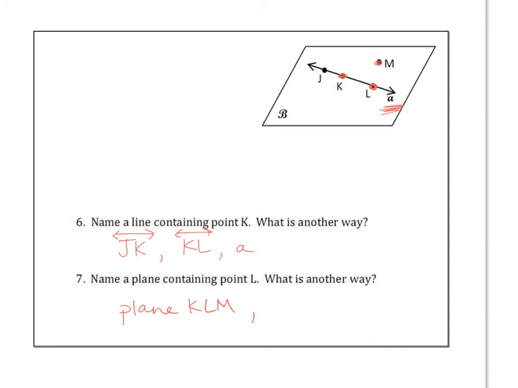The other way I could have named this plane, other than using 3 non-collinear points, is I could use this script letter down in the corner. It looks like kind of a cursive B. B is the name of the whole plane.